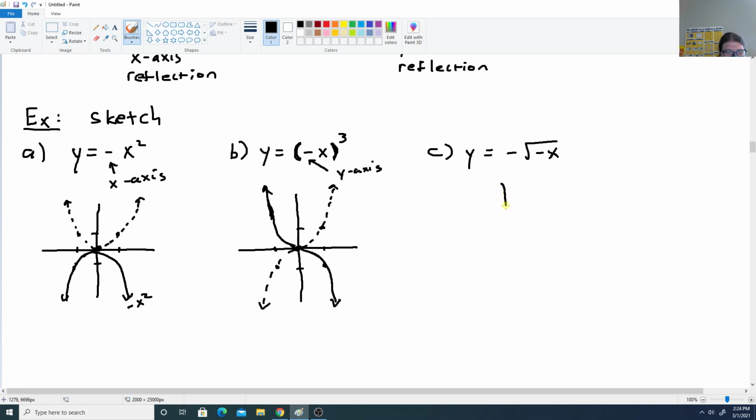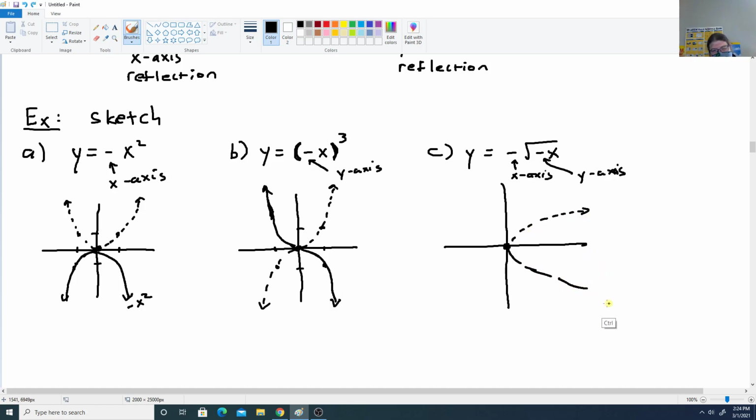Part C, we got our expression looking like this. We start at the origin and we have our graph looking like that. That's the square root graph. We have both an x-axis as well as a y-axis reflection in this case. So we have both reflections. Let's do the x-axis first. So this dotted line that was here is going to reflect about the x-axis. I'm going to draw it in with a different dotted pattern. So this is what it looks like.